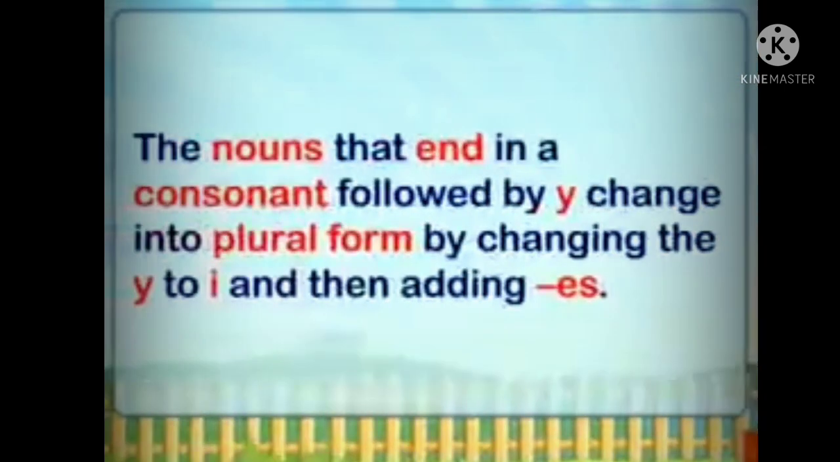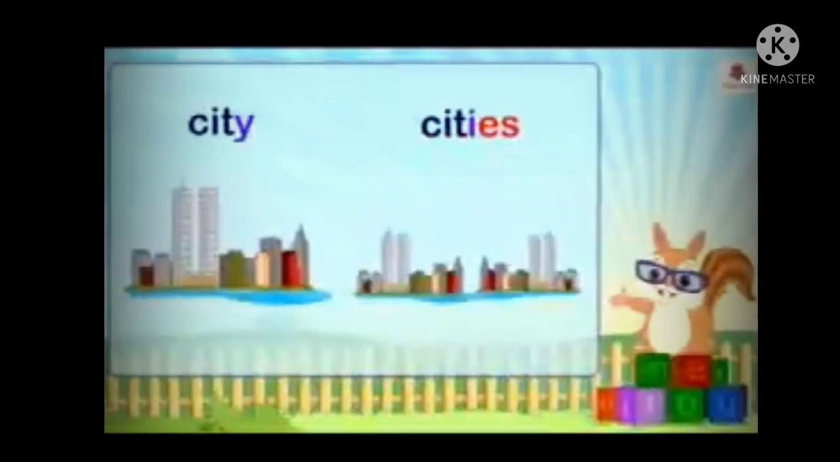Understand? The next rule. A noun that ends in a consonant followed by y changes into plural form by changing the y into i and then adding es. See the example: city. In this word, before y, t is there and t is a consonant, so we will write i instead of y and add es to make it plural, and it becomes cities.